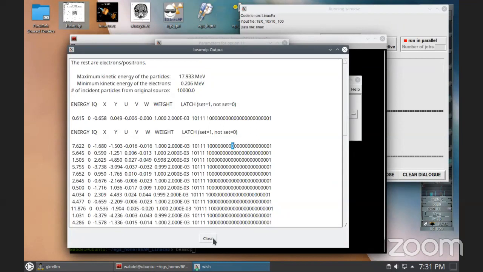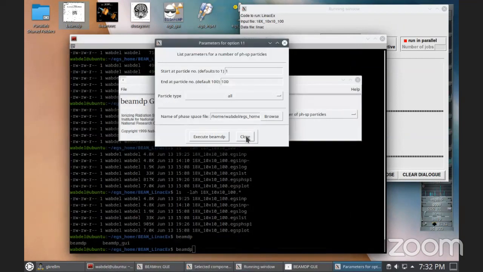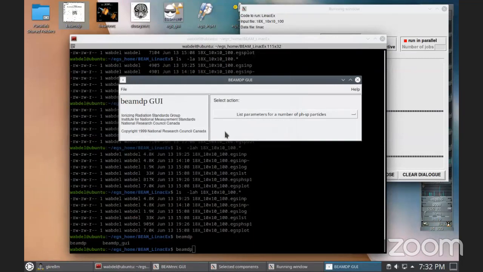Now, at the end, if I'm calculating the dose, I can decompose the dose to see what's the dose deposited from particles that have a latch of 9 on. You can do that, and this is why it's very powerful, okay?